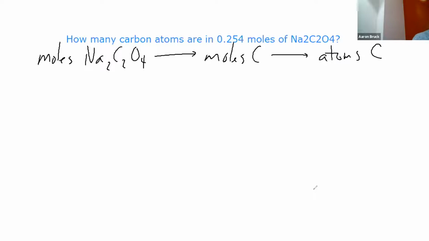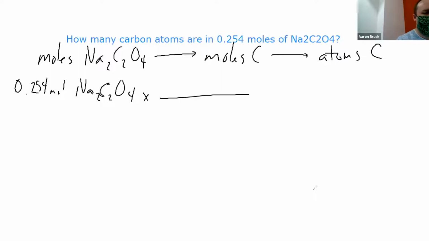But if we start with our moles of sodium oxalate, our first step is to convert that into moles of carbon. So I want to turn moles of sodium oxalate into moles of carbon. For this, I'm going to need to use the chemical formula. Every single molecule of sodium oxalate has how many carbons in it? 2.